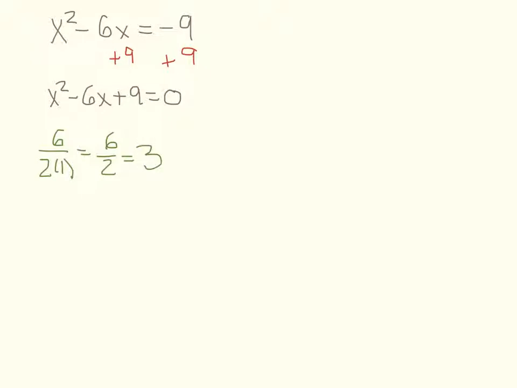So that means 3 is going to be the middle number in my table. So I might use 2, 1 and 4, 5. If I plug in 1, I'm going to get 4. If I plug in 2, I get 1. If I plug in 3, I get 0.